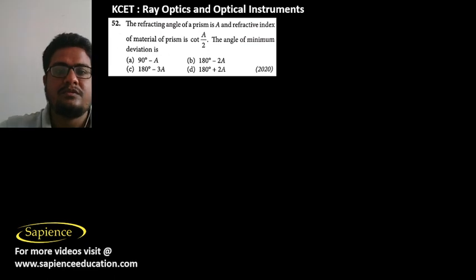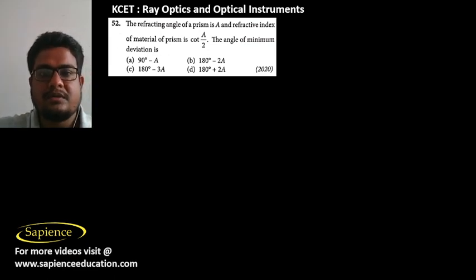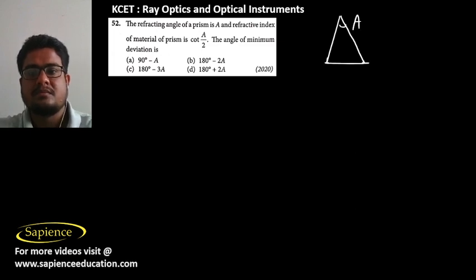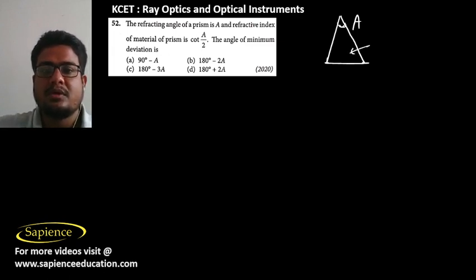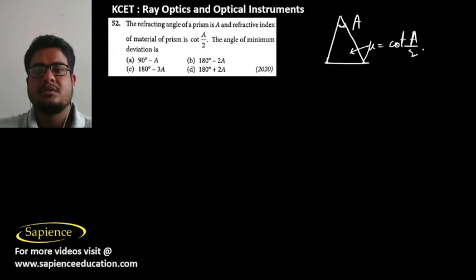And in question number 52, it is told the refracting angle of a prism is A. This one is the A. The refractive index of the material of the prism is A by 2. So mu, the refractive index, is equal to A by 2. Then the angle of minimum deviation is what?